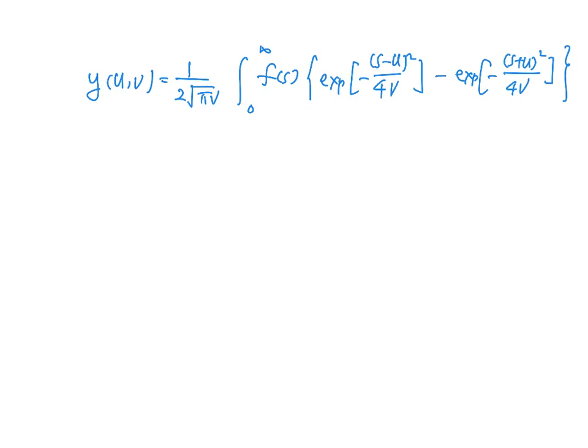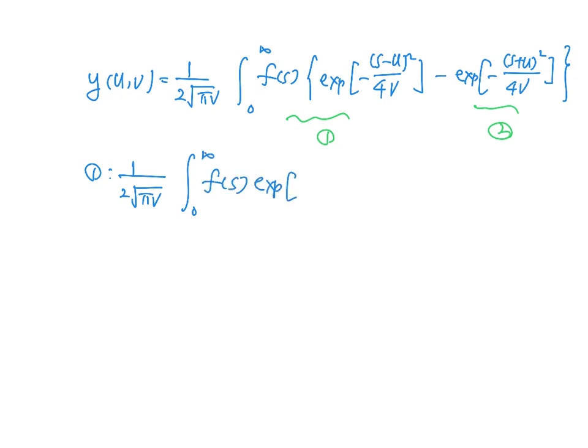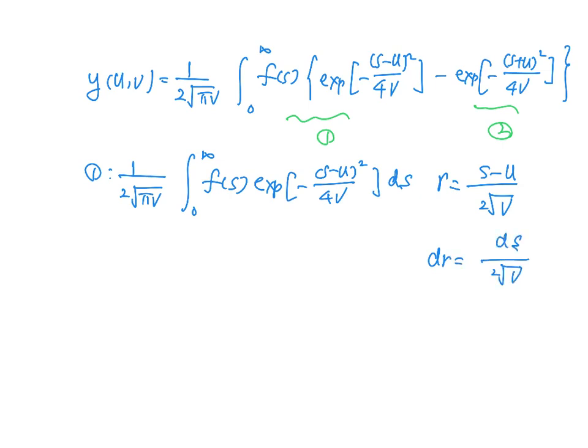The first integral, say 1, 2. So let's start with 1. So it is 1 over 2 root pi v times the integral of f(s) exponential minus (s minus u) squared over 4v ds. So we introduce r as (s minus u) over 2 root v. dr is ds over 2 root v. ds is 2 root v dr. s is u plus 2r root v, right?